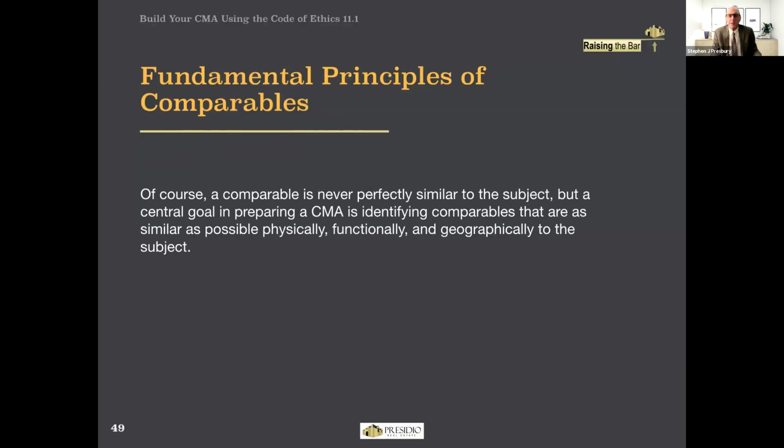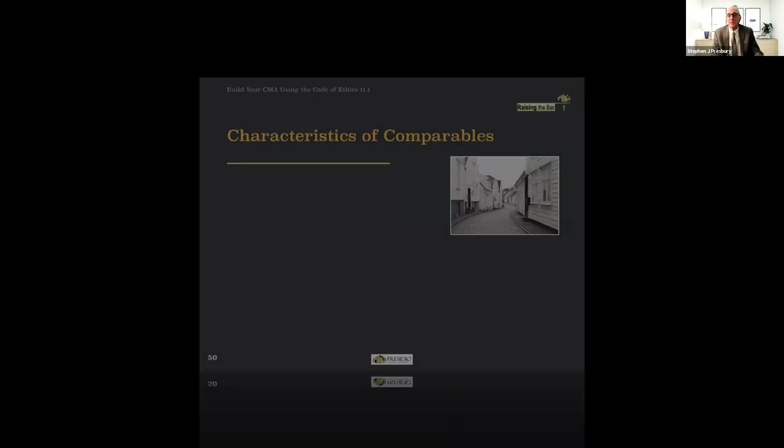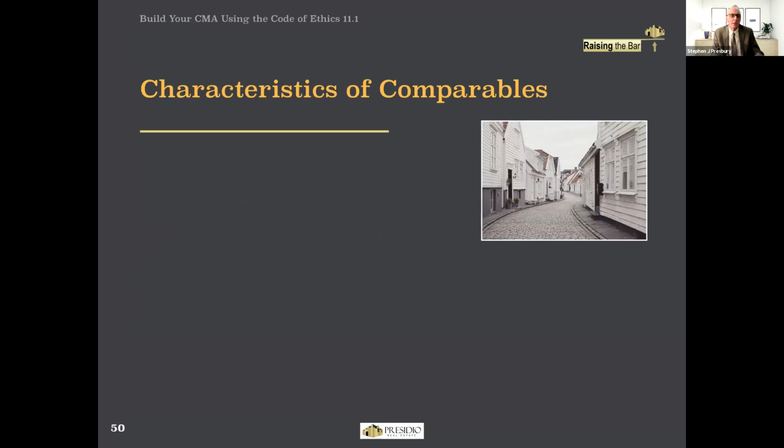Of course, a comparable is never perfectly similar to the subject. We mentioned that earlier, but a central goal in preparing a CMA is identifying comparables that are as similar as possible, physically, functionally, and geographically to the subject. That's what we're kind of working on here. The more similar the comparable, the fewer adjustments you will need to make, and the more accurately you can determine the value of the subject and price it correctly.